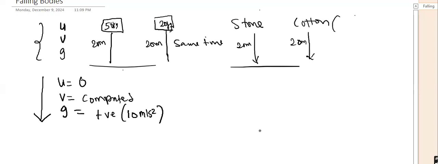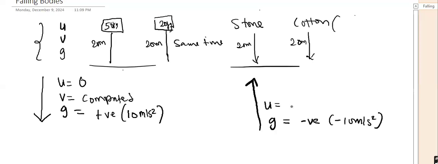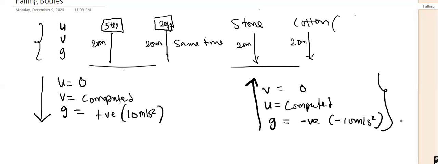What then happens when a body is being thrown upward, right? That is, a body is thrown upward. Now, you will agree with me that this body is antagonizing the law of gravity. So as a result of that, it's going to be negative, or you're going to have minus 10 meters per second squared, right? Now, the U can be computed. In other words, can be determined or can be calculated. Now, the V automatically becomes 0. These are the tips that you need to remember in order for you to do well in questions that have to do with falling bodies.